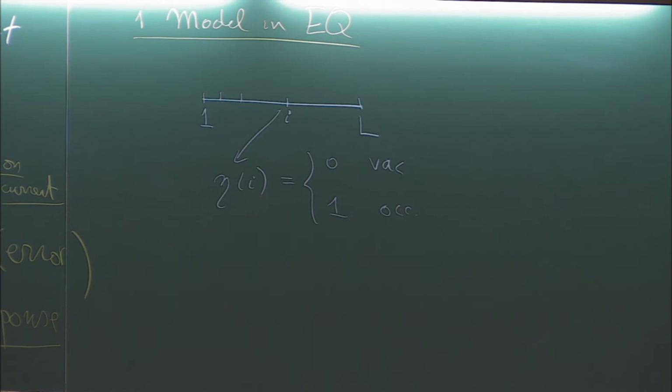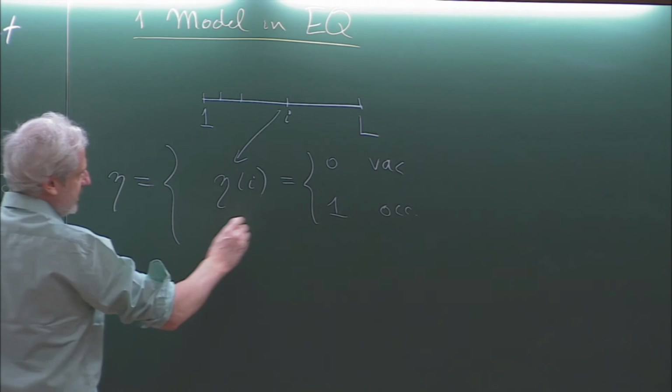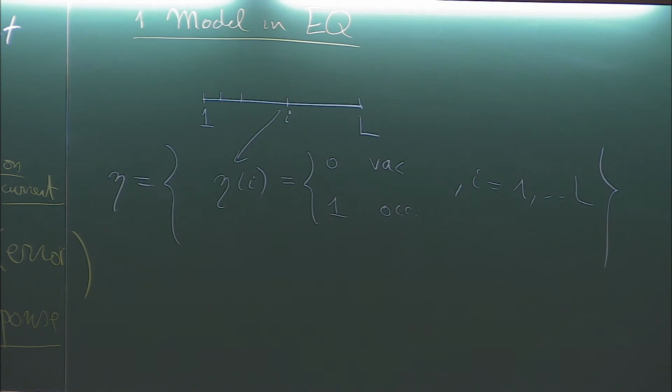And then, of course, if we speak about a configuration, we will in general denote by eta the set of all these occupations in this lattice interval. So if you tell me for every site which one is occupied and vacant, that's a configuration. In a way, well, not in a way exactly, you understand that we are speaking about indistinguishable particles here.